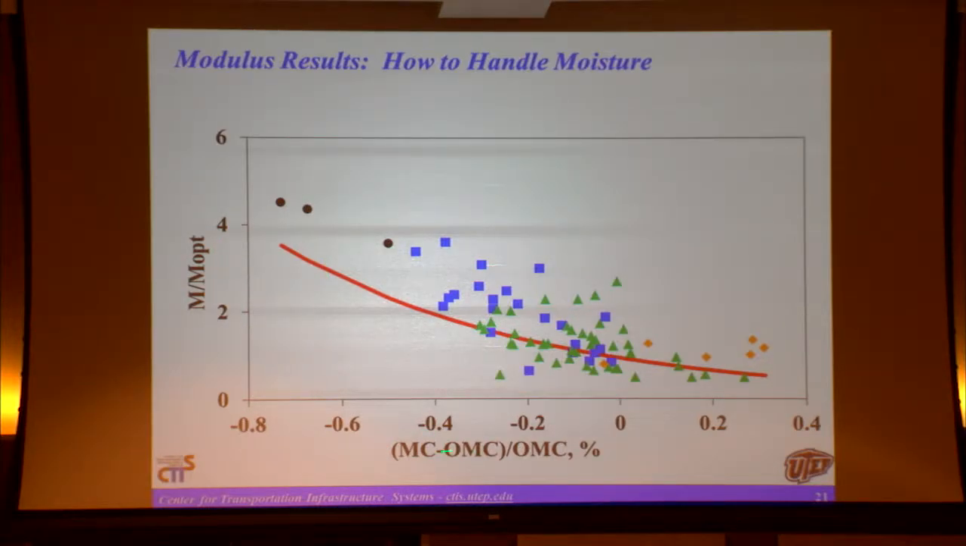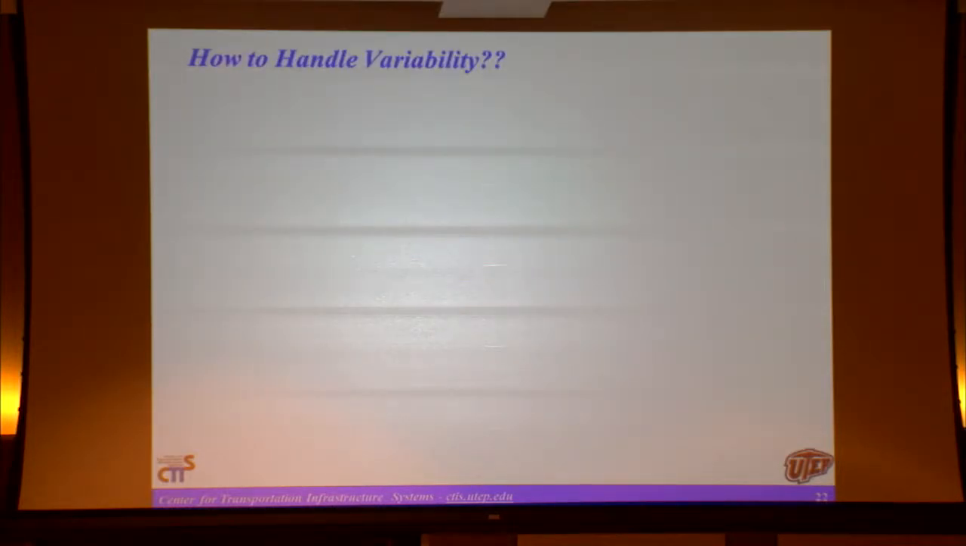This is, you remember, the moisture minus optimal moisture content. And this shows you what would be acceptance if you don't specify moisture content. It would be that. And then you see that most of these projects are passing, and whatever is below it is not passing the modulus. Okay, now the question is how to handle the variability, right?